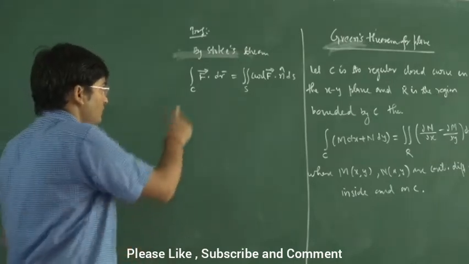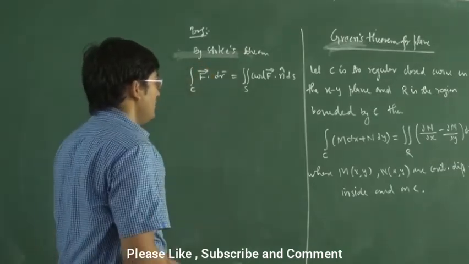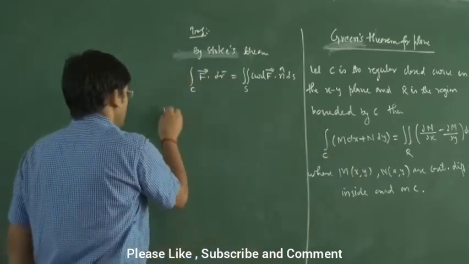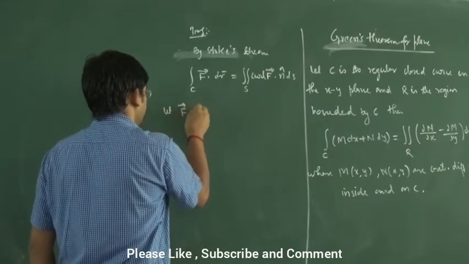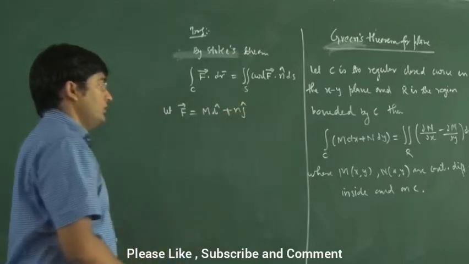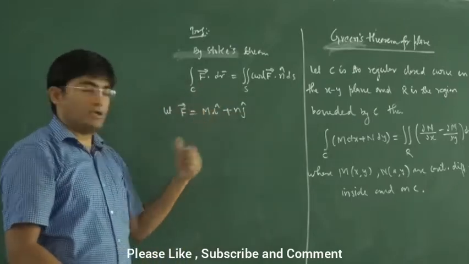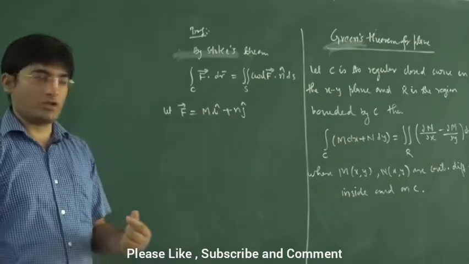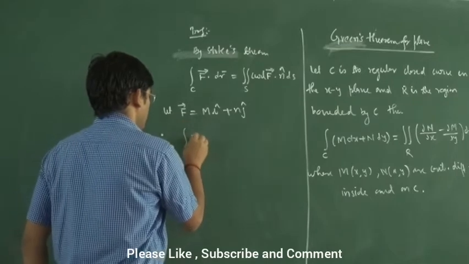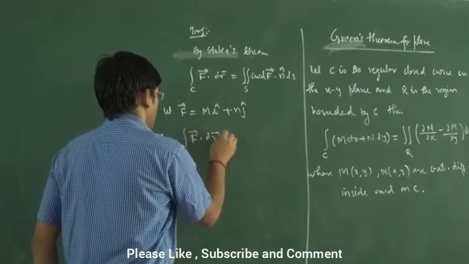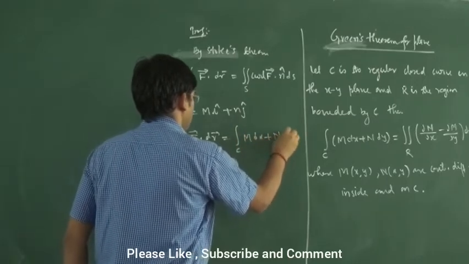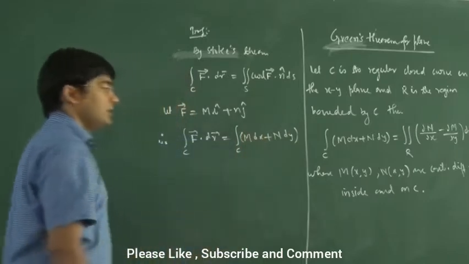Now let us assume the value of F so that we can have this left hand side. For that, let us assume F equal to M i plus N j. Now in this case, your dr will be dx i plus dy j. So therefore your F dot dr will be equal to M dx plus N dy. So this is your line integral.